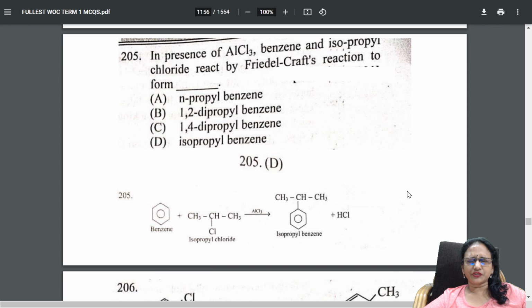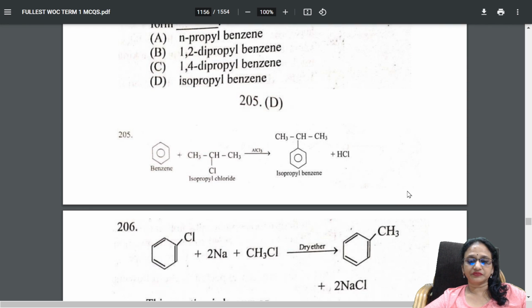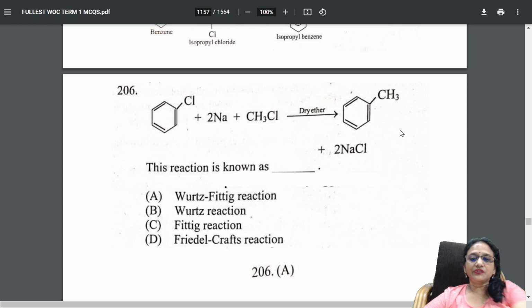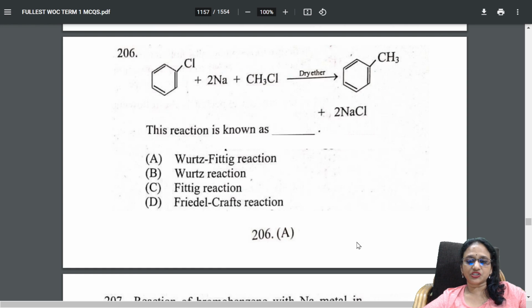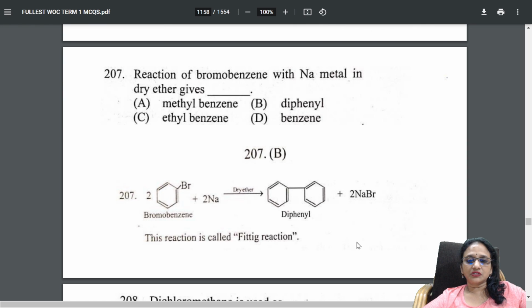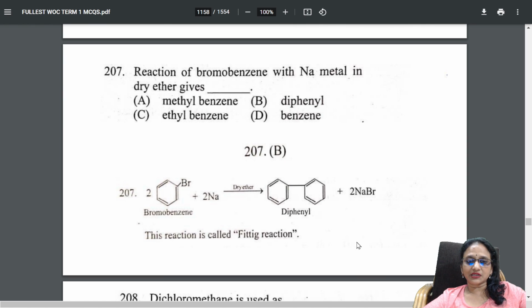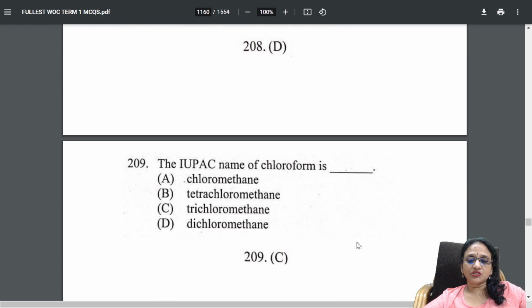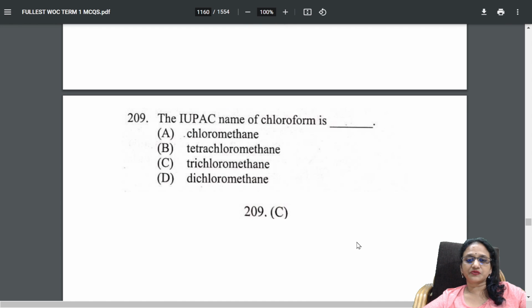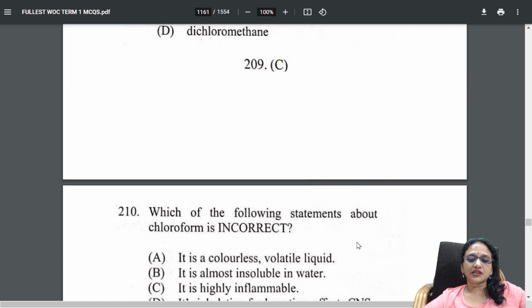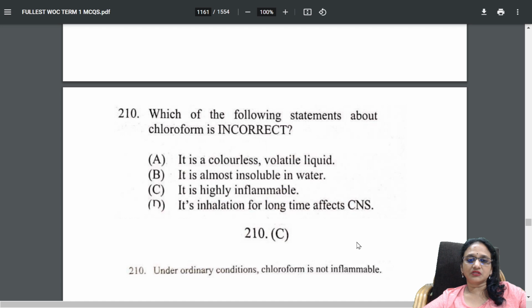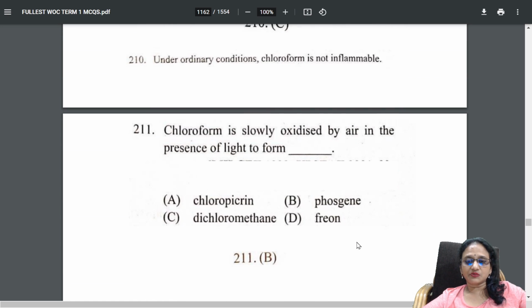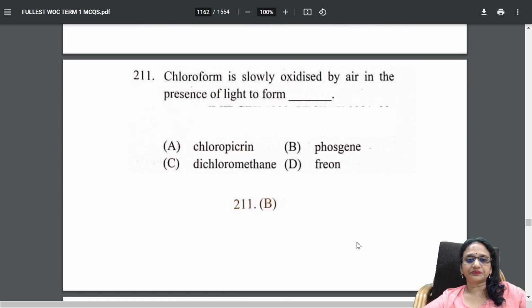Further questions of electrophilic reactions are there. They will give you the question and you have to identify your name reaction. Further reaction of bromobenzene with sodium metal. So dichloromethane uses. Basically, polyhalogen compounds are not there for CBSE. This is for the state board and ICSE board. So state board and ICSE board students can go with their preparations with this.